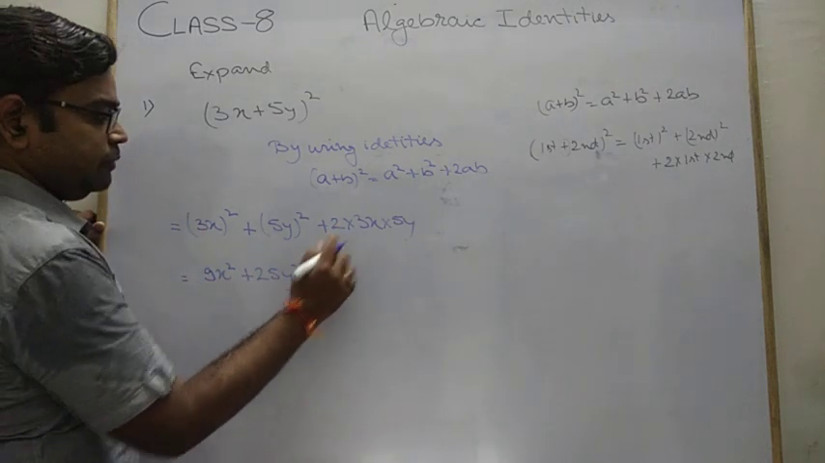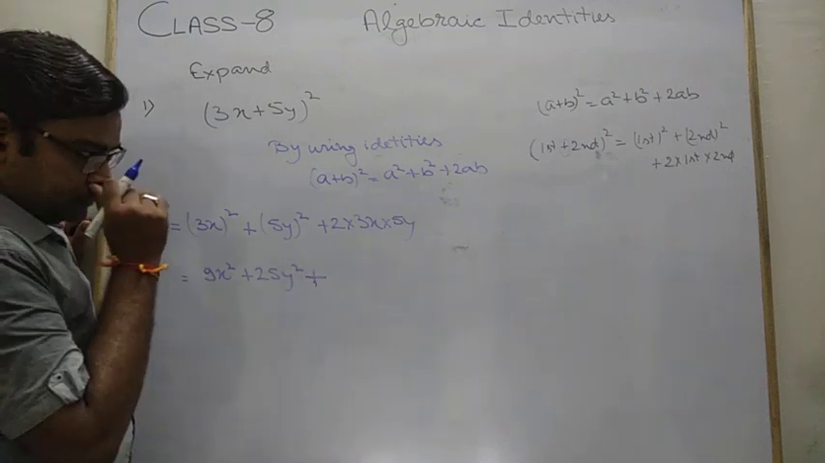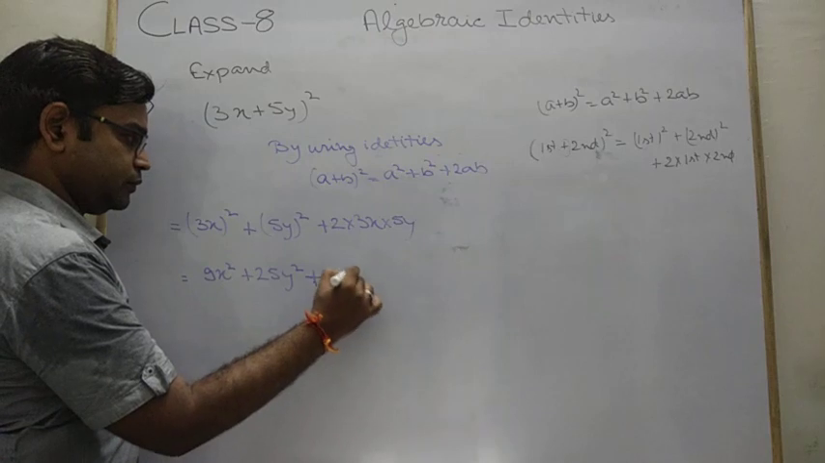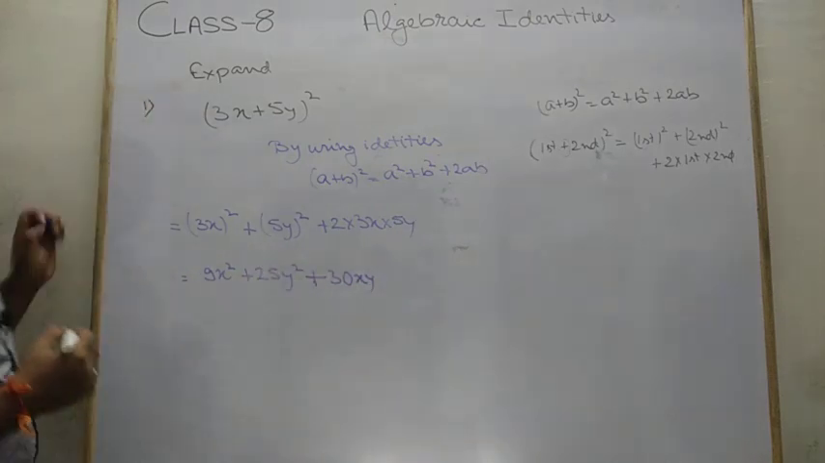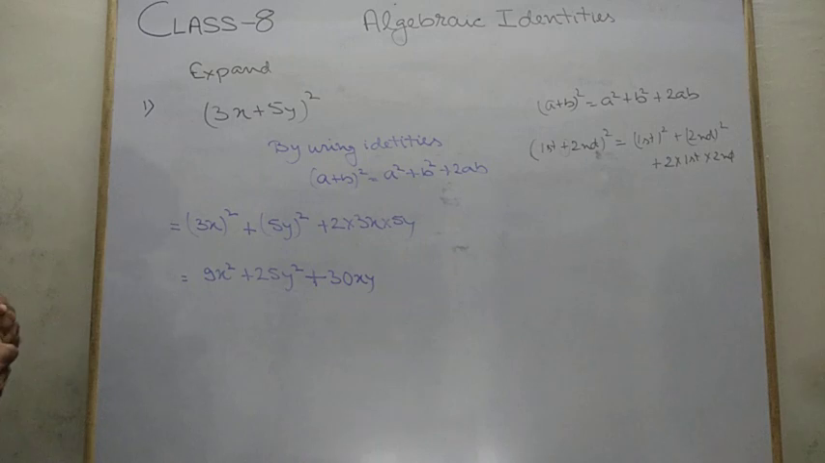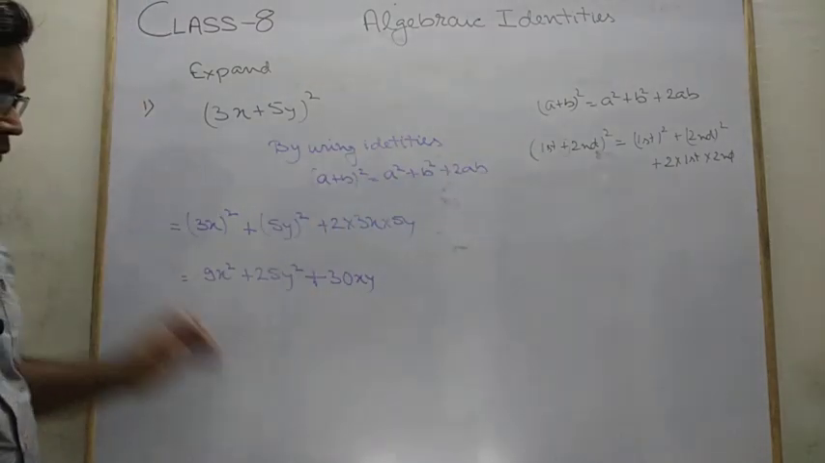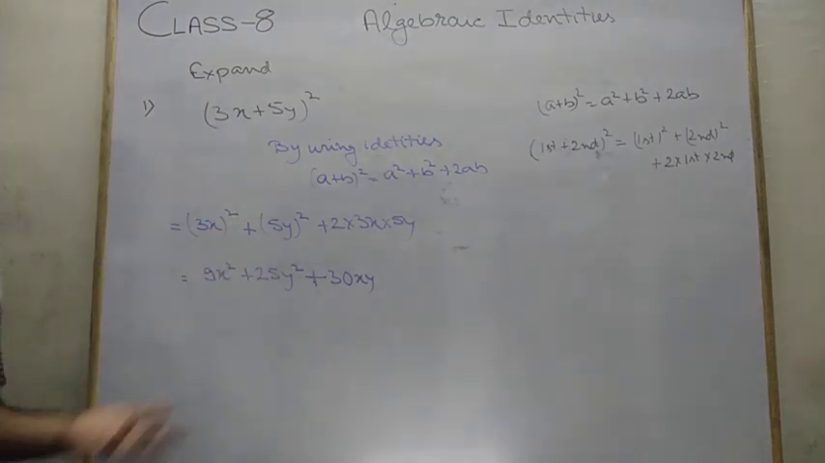Plus, first we multiply the numbers: 2 3s are 6, 6 5s are 30, x into y is xy. So likewise you can solve, and always try to remember this one. Now if there is a minus sign in between them, then how do we solve? Next question.